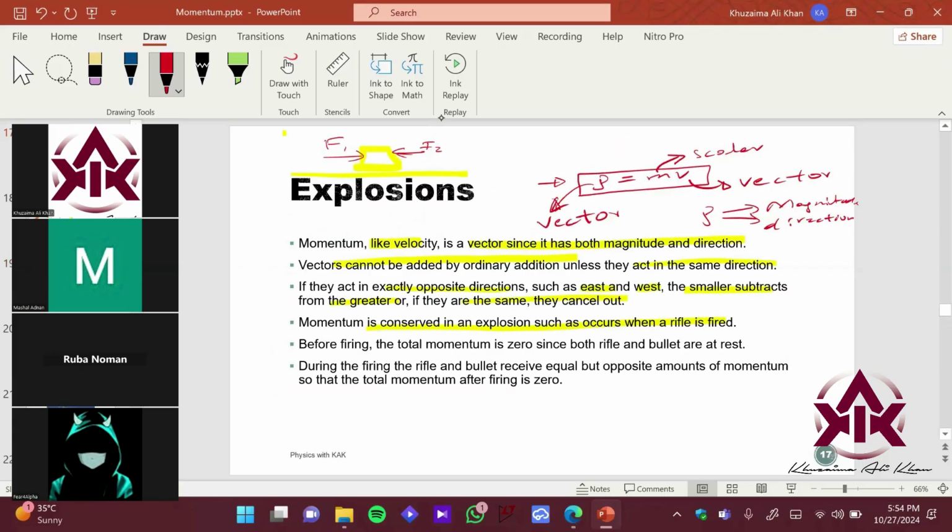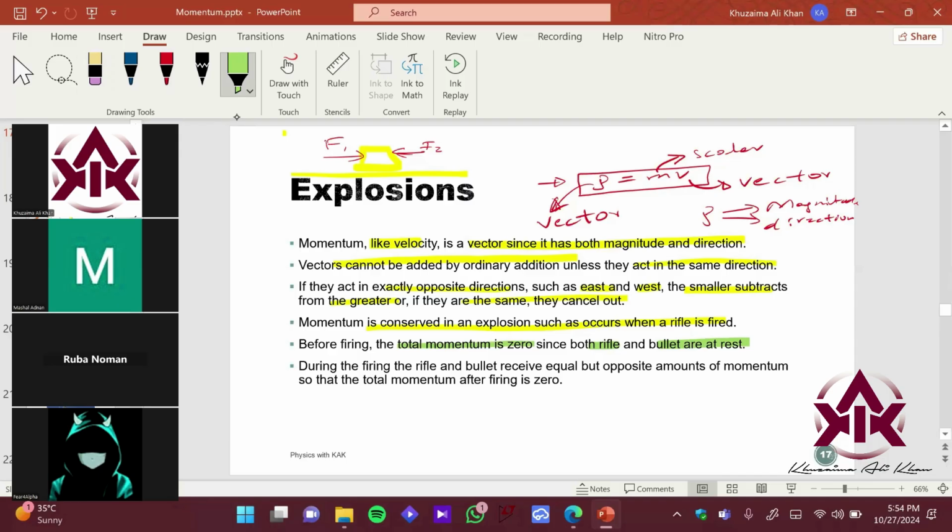So now let me just go back to the content over here. Before firing, the total momentum is zero, since both rifle and bullet are at rest, right? Because before firing, the bullet is inside the rifle, and the rifle is not moving either. So the velocity of both of them is zero, and therefore the momentum is zero before firing, right?